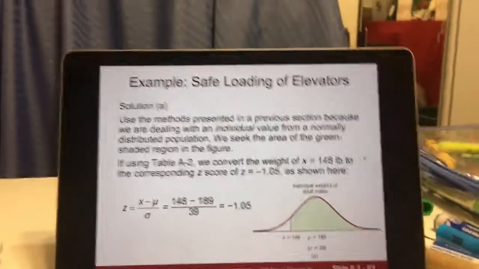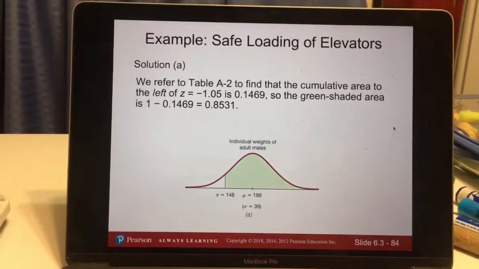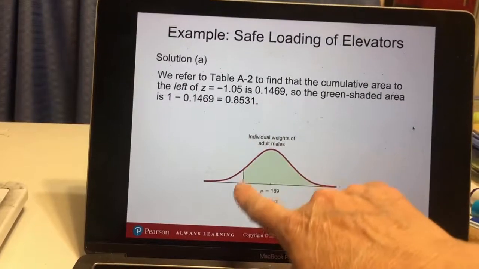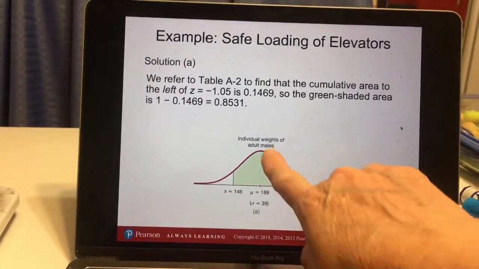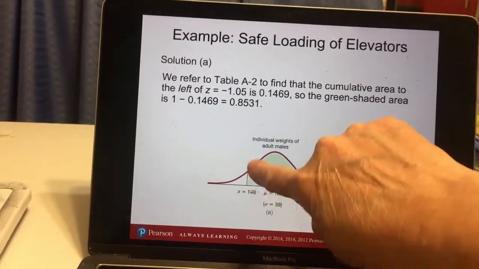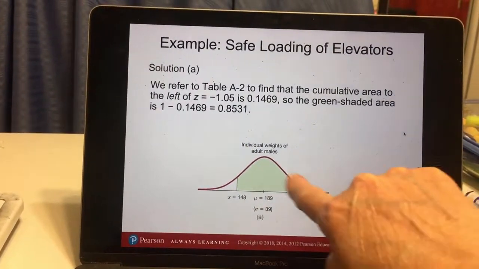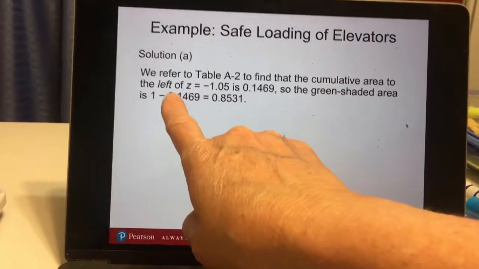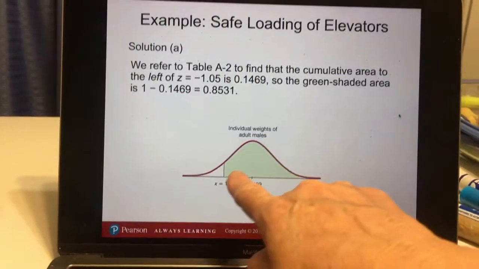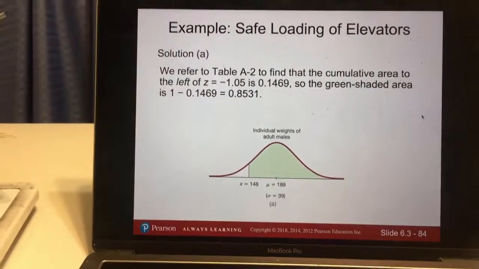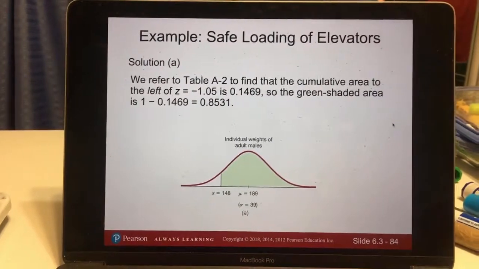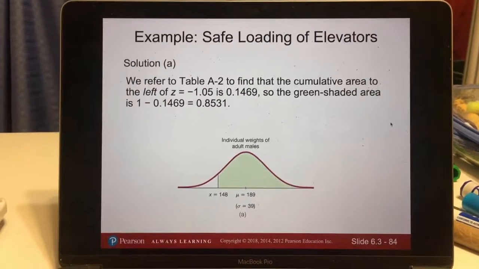Now, let's look at the B part. Actually, this is still the A part here. They're putting it on the chart, and they're showing that the probability that they are above that would be 0.85, because there's our mark, and we're looking above. So we look at the z-score, and that will give us the area to the left, and then 1 minus that will give us the area to the right. So we've got a pretty high probability that he's going to be greater than the 148.